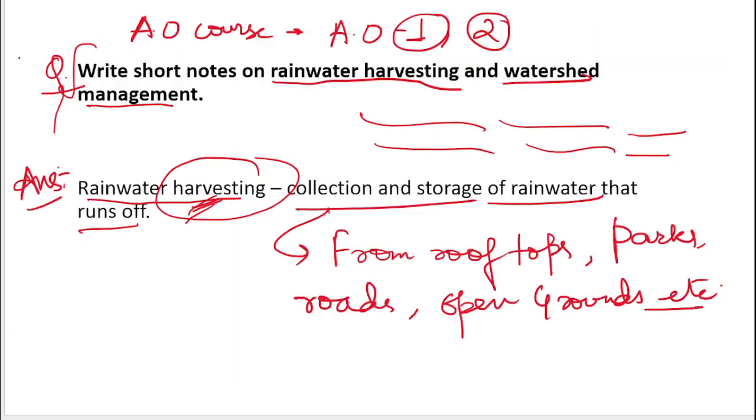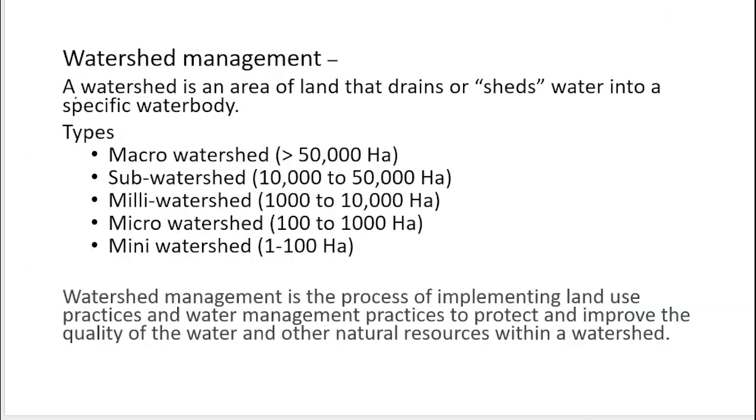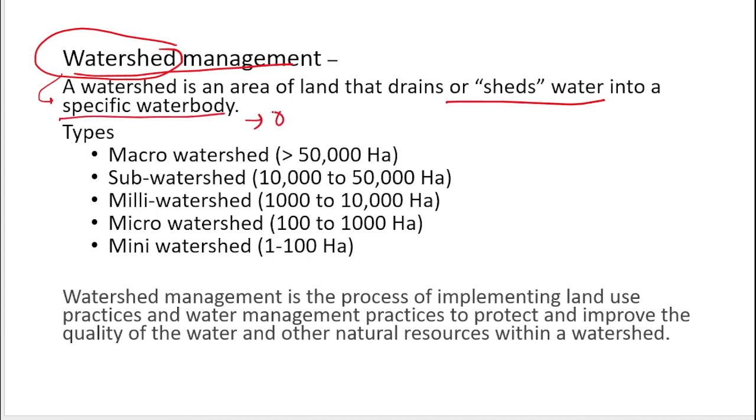So this was about rainwater harvesting. Now moving to the second part of this question, that is watershed management. So what is watershed management? For that, we first need to understand what a watershed is. A watershed is an area of land that drains or sheds water into one specific point.